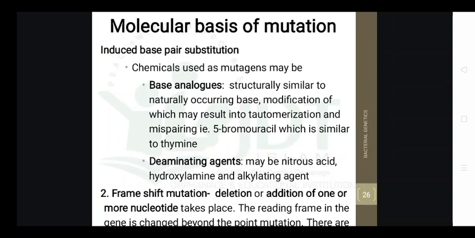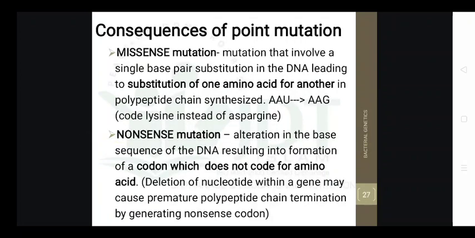Now, second one is frame shift mutation. It can be induced or occur naturally by deletion or addition of one or more nucleotides. That is the molecular basis of mutation. Now, coming to the consequences of point mutation.